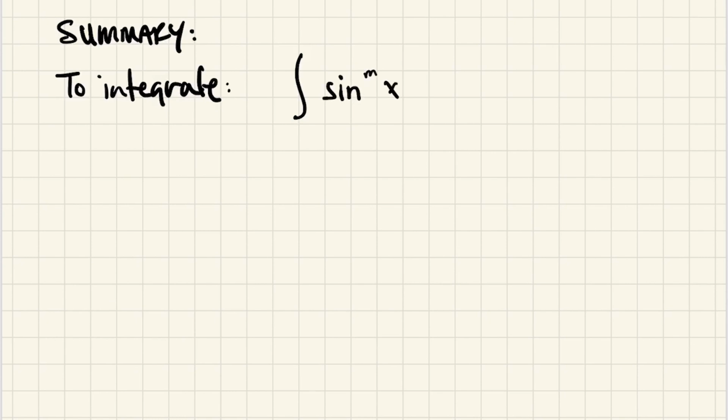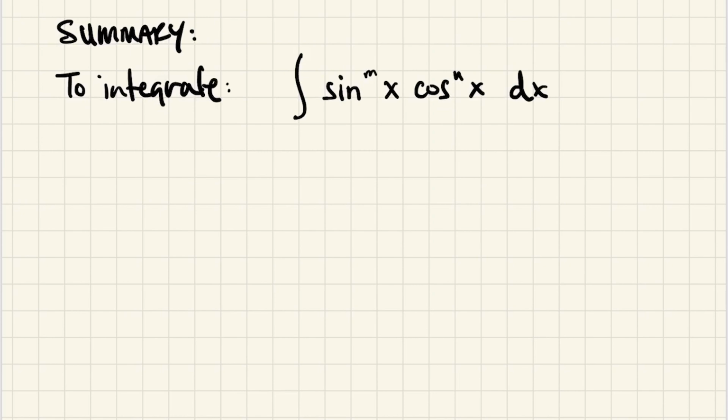Okay, let's summarize the technique that we've seen so far. Basically, what we've been talking about is integrating a product of sine and cosine factors, where sine is raised to the m and cosine is raised to the n. And depending on whether m or n are odd or even, we go down a particular path when approaching the problem.